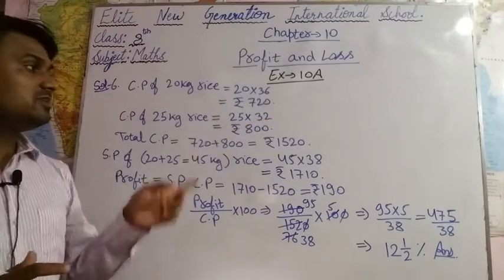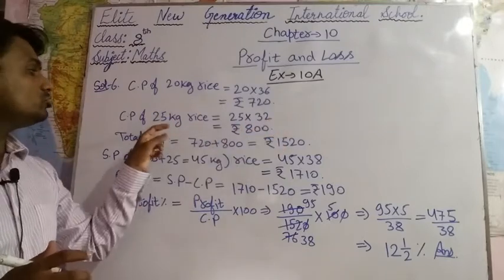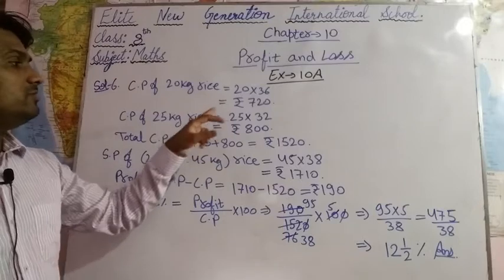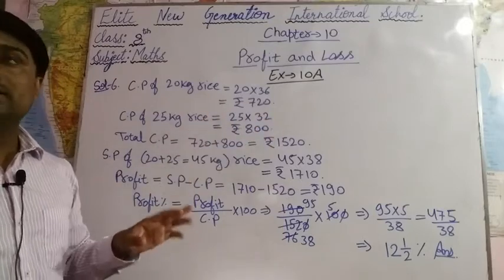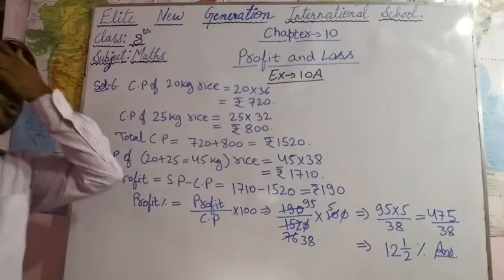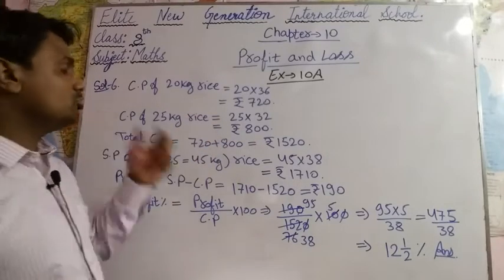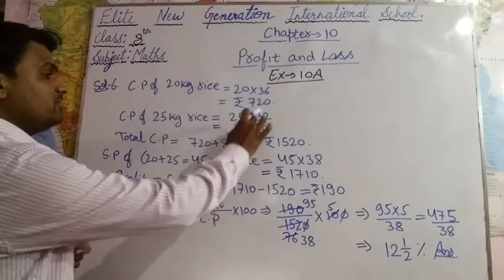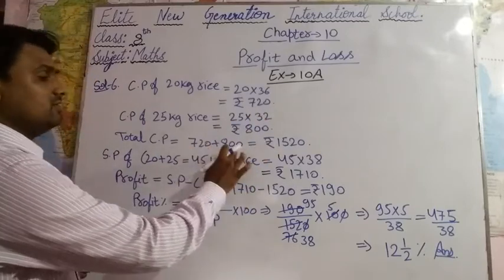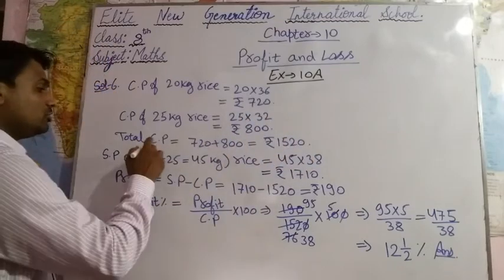Now after this he again purchased 25 kg of rice but at the rate of rupees 32. Means he purchased 1 kg of rice at the rate of rupees 32. So the cost of 25 kg of rice will be 25 into 32, that is equal to 800. So rupees 800. Now total CP, that means how much total price was. So total price will be 720 plus 800, so that is 1520. This we can take as total CP.